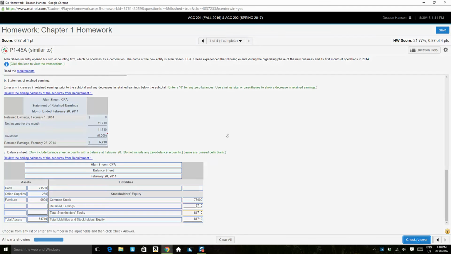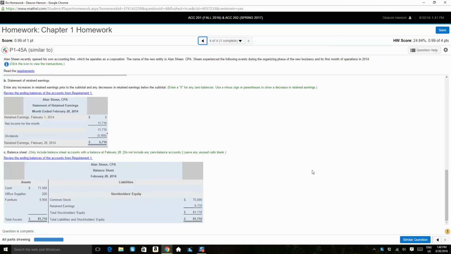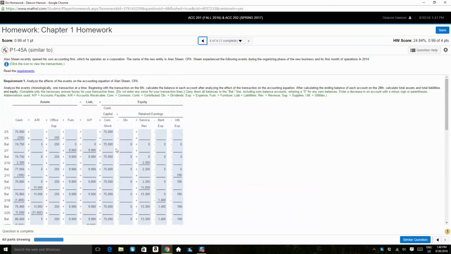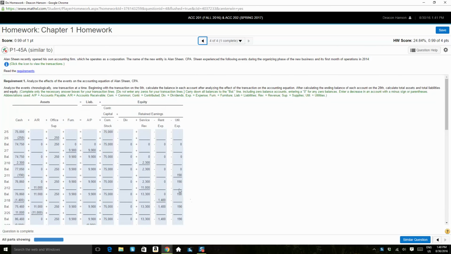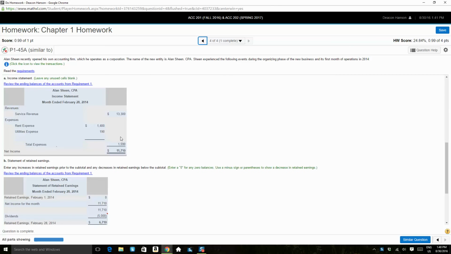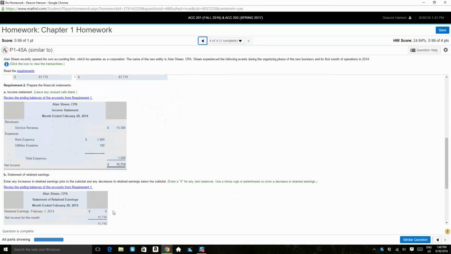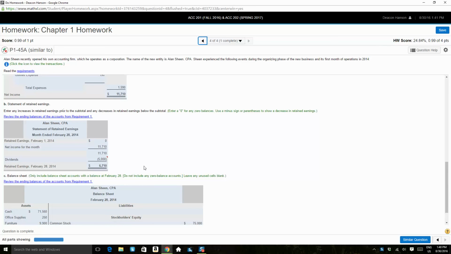That's problem 1-45A. We made a few boo-boos in there, but good, so we know what to avoid. Remember to put the zero balances in if you don't have any amounts in those accounts, and then only use the accounts that have balances on your financial statements. Remember to prepare your financial statements in order: income statement first, which includes revenues and expenses, then the statement of retained earnings, where you add net income to the beginning balance and subtract dividends. Be careful to show the right positive or negative when it comes to dividends.